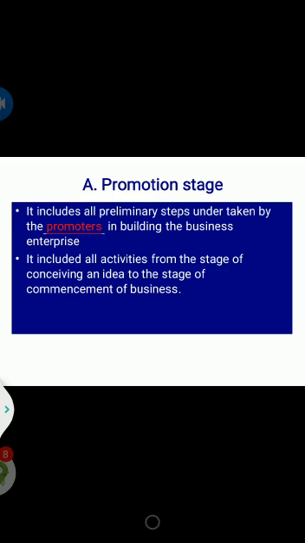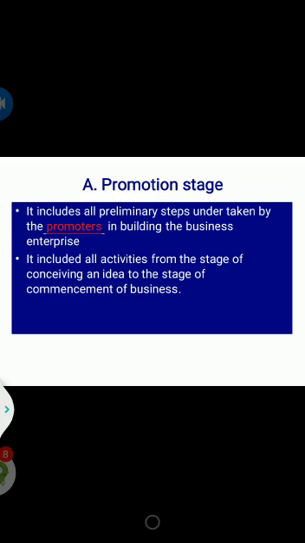So what are we going to do in this stage? Here all the preliminary steps are being undertaken by the promoter in building the business enterprise. So who is going to promote the company now? The promoters. So in the promotion stage, promoters are going to carry out all the preliminary steps in building the business enterprise. It includes all the activities from the stage of conceiving an idea to the stage of commencement of business.